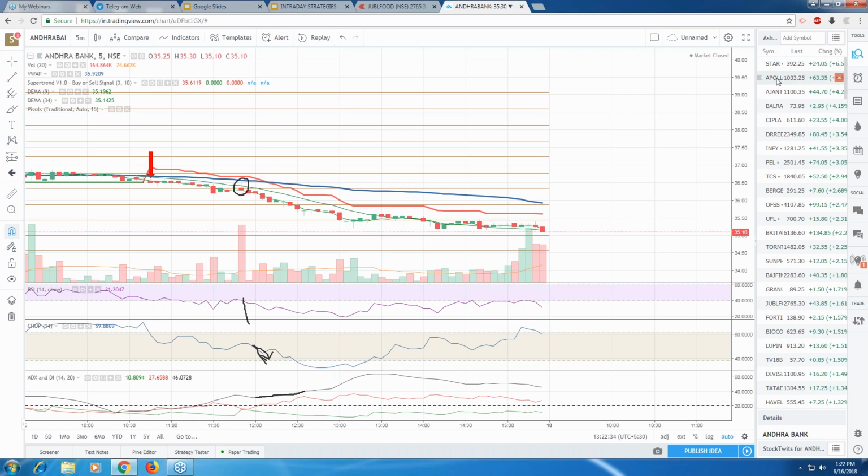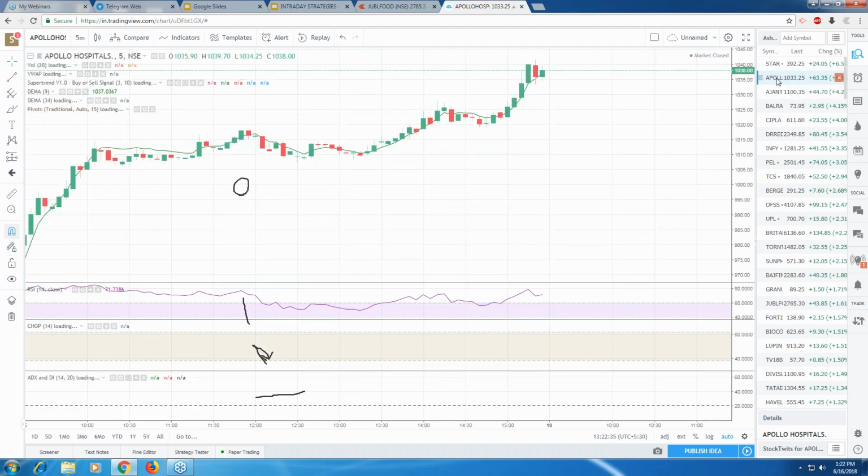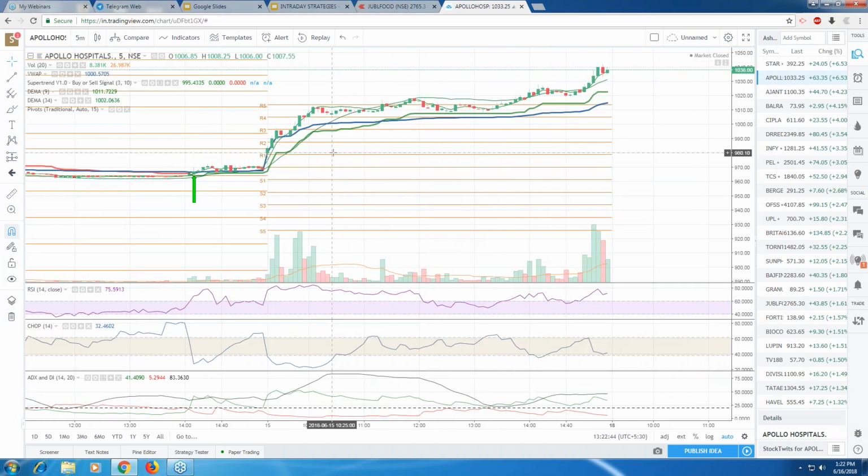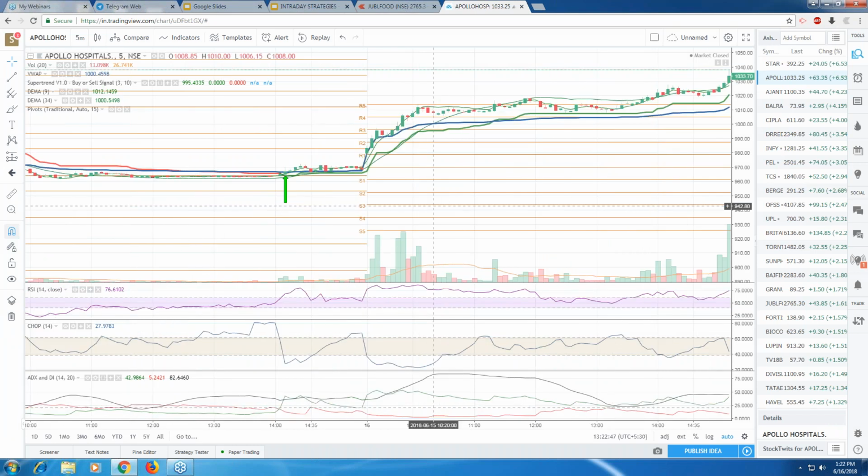For example, Apollo Tyres. This is yesterday. Yesterday Nifty was down. See here, the Super Trend gave a buy signal long back, right? At this point RSI went up and choppiness came below, but we didn't have a good indication from ADX.